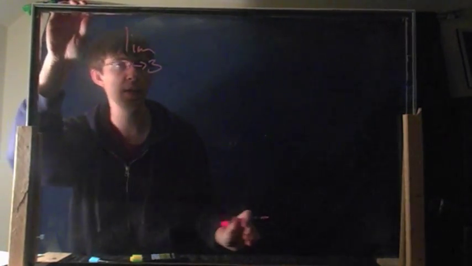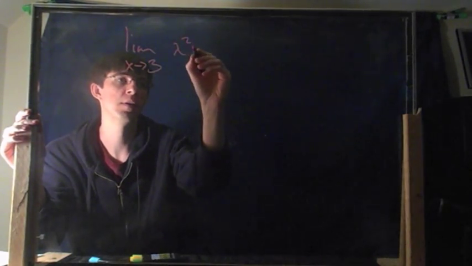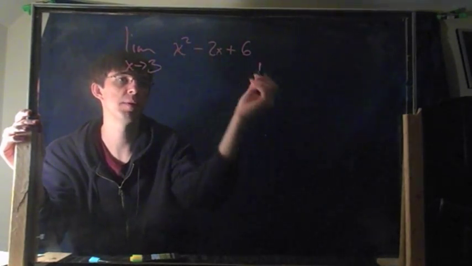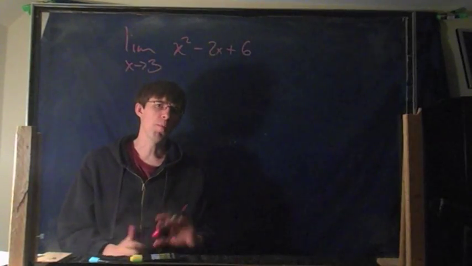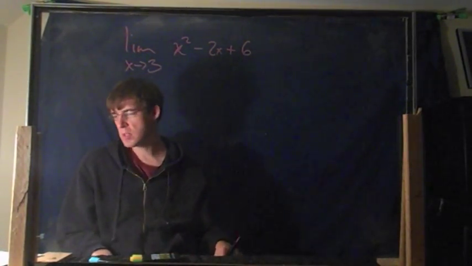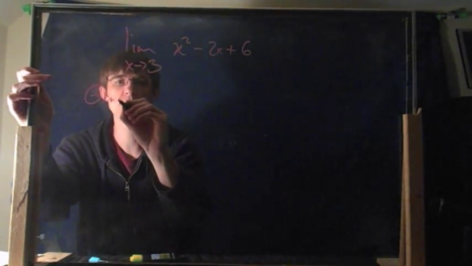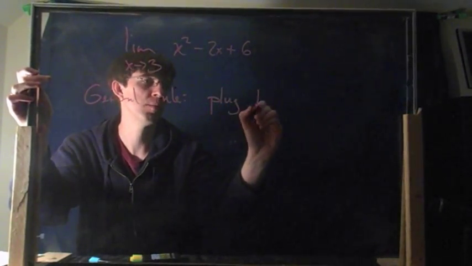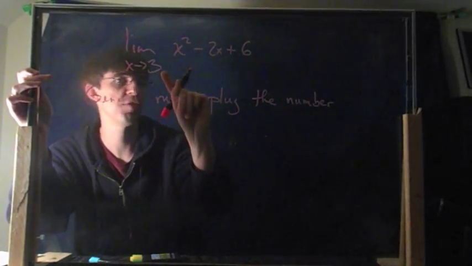What is, say, the limit as x approaches 3 of x squared minus 2x plus 6? All right. We did all pictures last time, but more often we're going to be doing things like this with equations. Anyway, what is the limit here? Here's the general rule for these sorts of things. General rule: you plug the number in. By the number, I'm referring to this 3 right here.